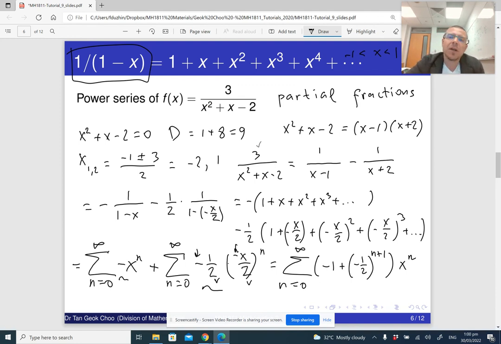So the answer is well defined, and the domain is the interval from -1 to 1. Yeah, let me check if I got it right. I have official model answers here, and yeah, I got it right.